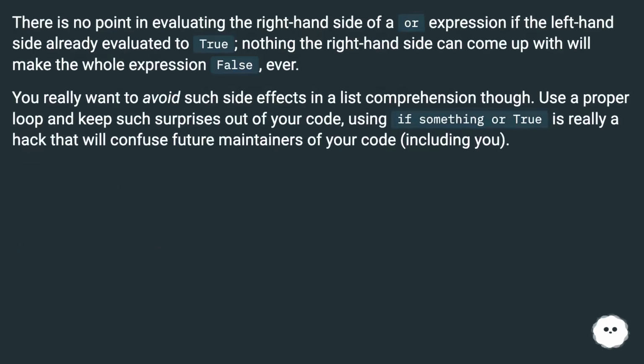There is no point in evaluating the right-hand side of an or expression if the left-hand side already evaluated to true. Nothing the right-hand side can come up with will make the whole expression false, ever. You really want to avoid such side effects in a list comprehension though. Use a proper loop and keep such surprises out of your code. Using if something or true is really a hack that will confuse future maintainers of your code, including you.